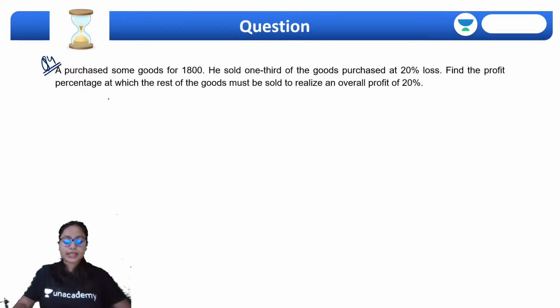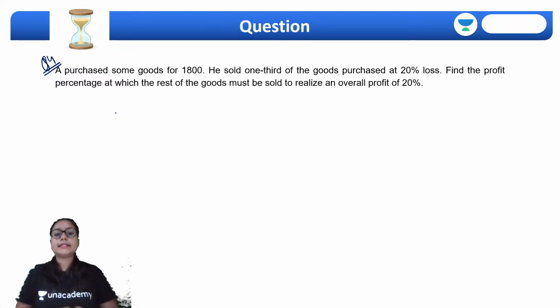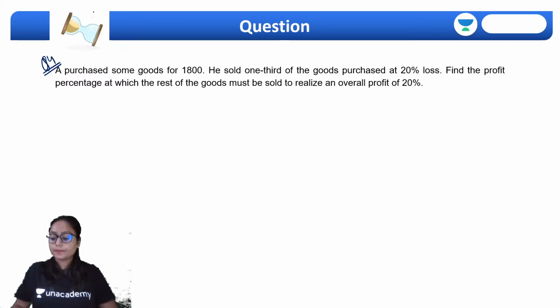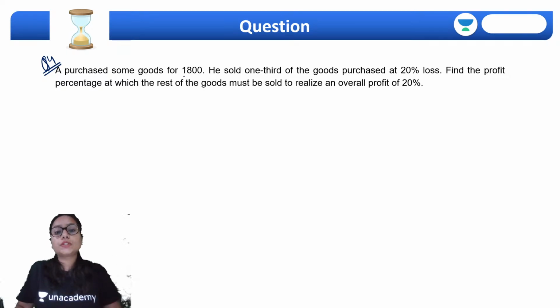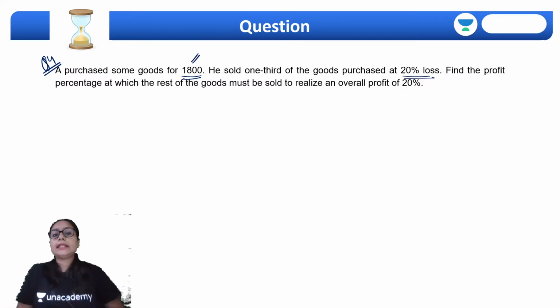Alright. So we are getting some answers, 40% and 44%. Okay, let's see. It is given that A purchased some goods for 1800. He sold 1/3 of the goods purchased at 20% loss. So the 1800 is the cost price of all the goods.